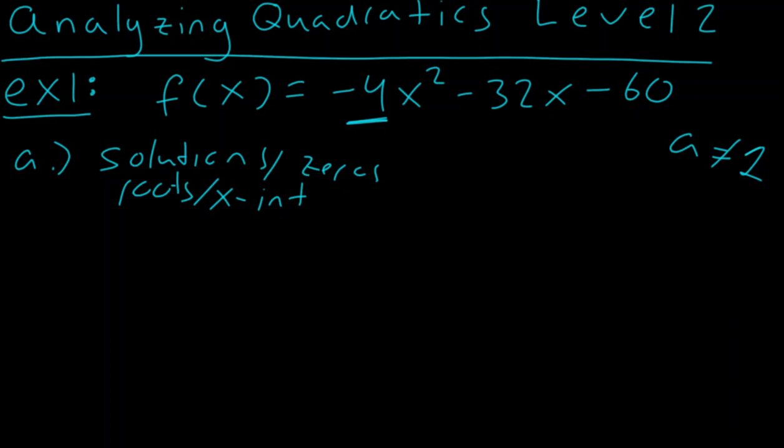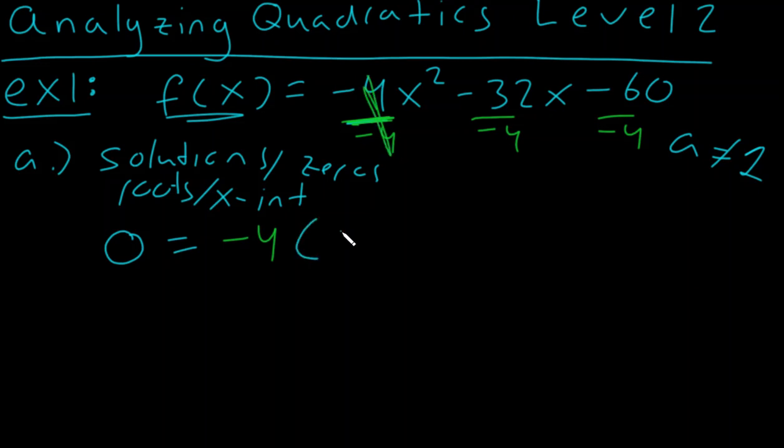So when a doesn't equal 1, what do we do? Well, what we want to do is still set our f of x equal to 0. However, we always want to see if we can factor out a from everywhere. So I factor out my -4, or I divide everything by -4. Since 4, 32, and 60 can all be divided by 4, we're in good luck. So that reduces to 1x squared, -32 divided by -4 is positive 8x, and -60 divided by -4 is positive 15.